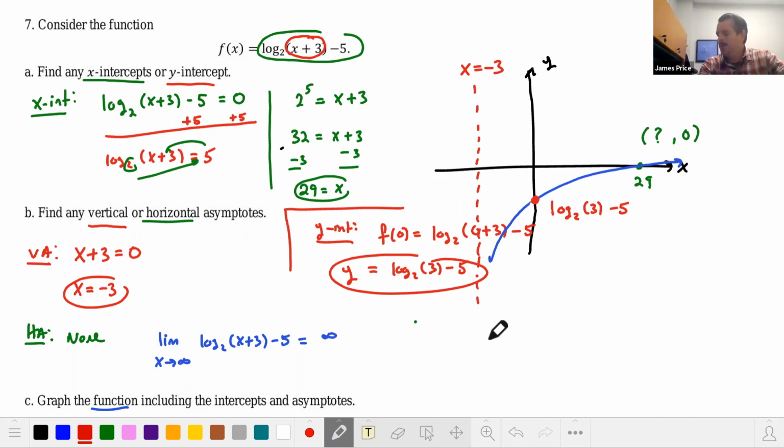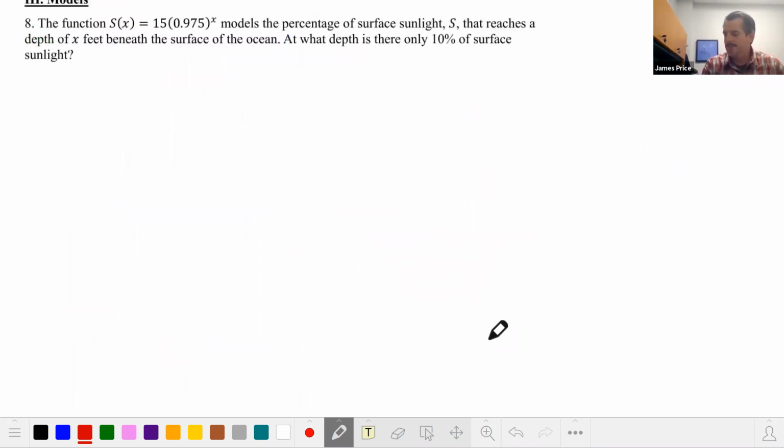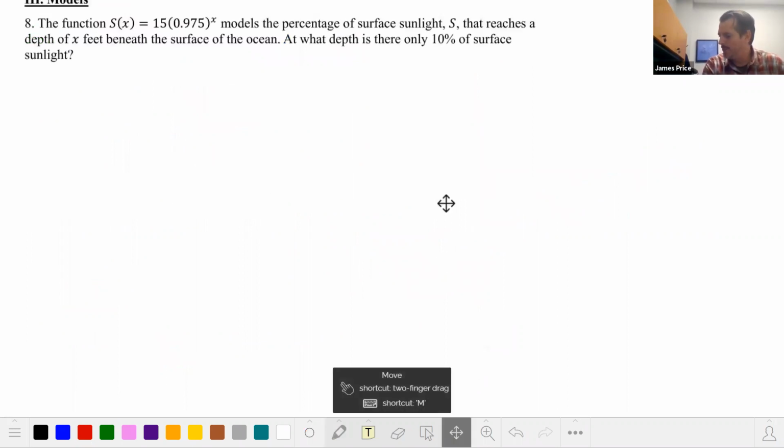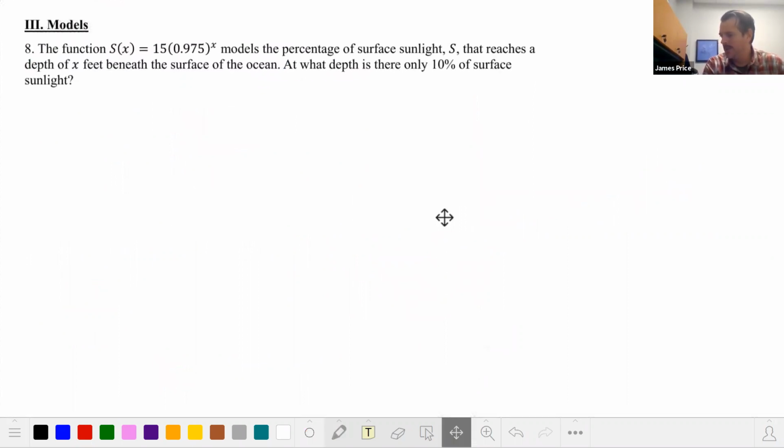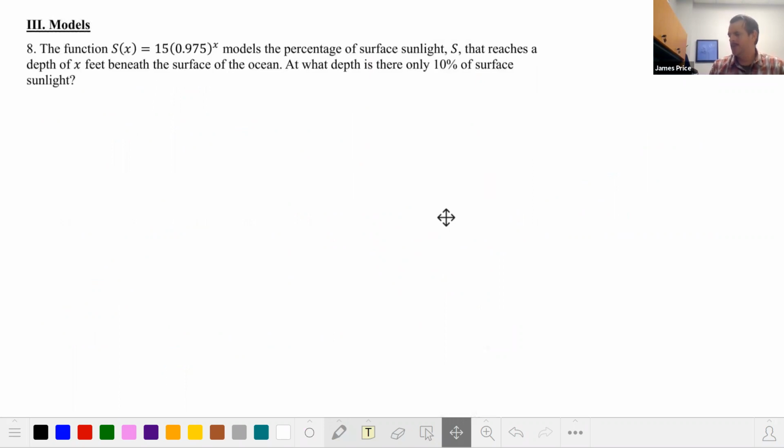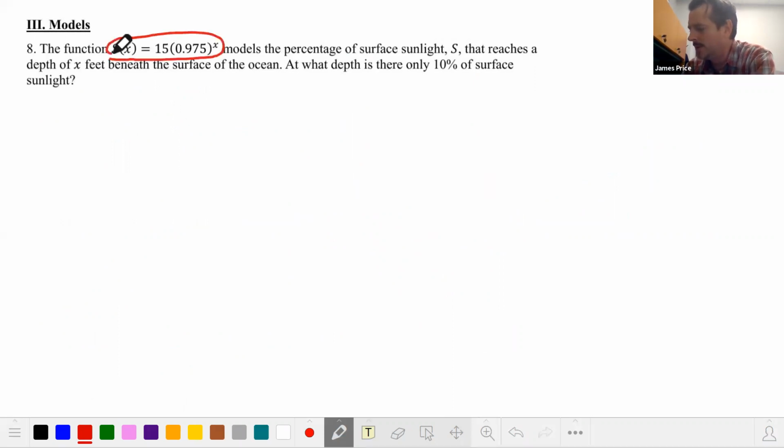All right, so now moving on to the modeling section. So for the modeling section, we have a bunch of word problems involving exponentials and logarithms. So let's just kind of head into it, right? So this one says the function s of x equal to 15 times 0.975 to the x models the percentage of surface sunlight s that reaches a depth x feet below the surface of the ocean. At what depth is there only 10% of the surface sunlight?